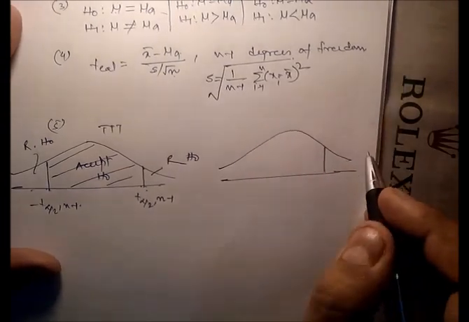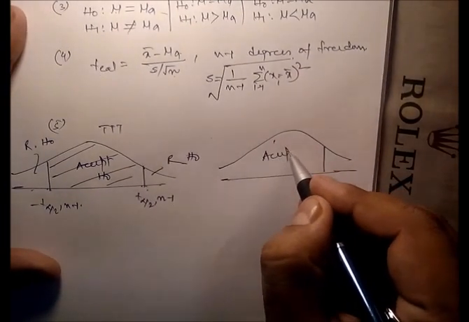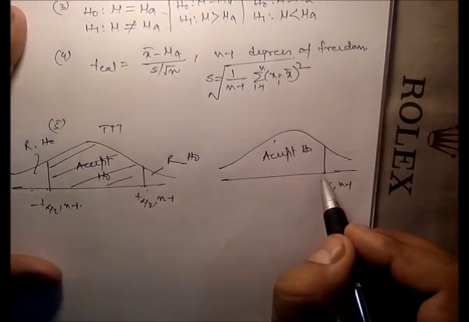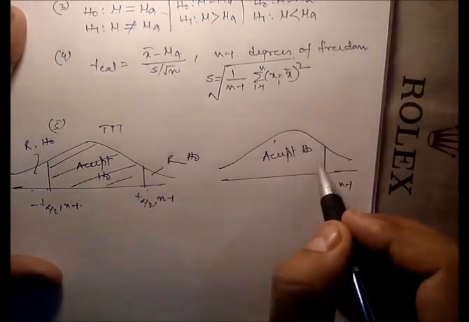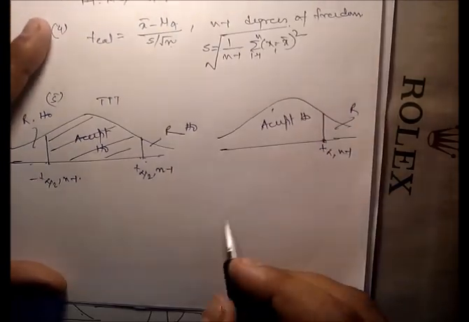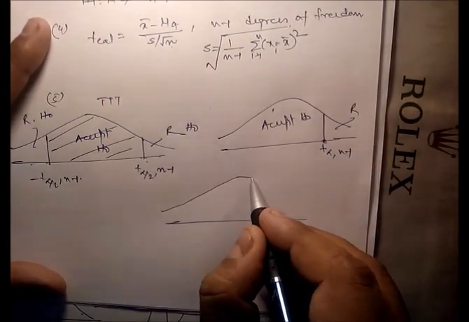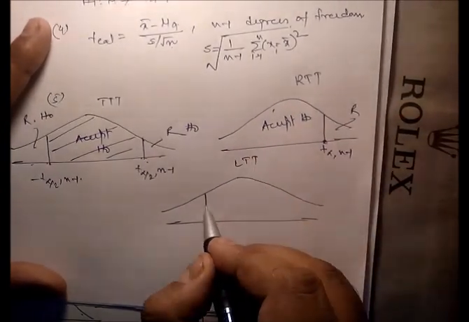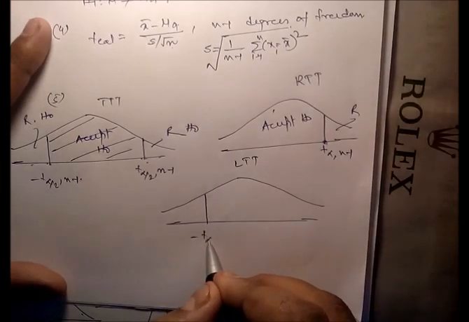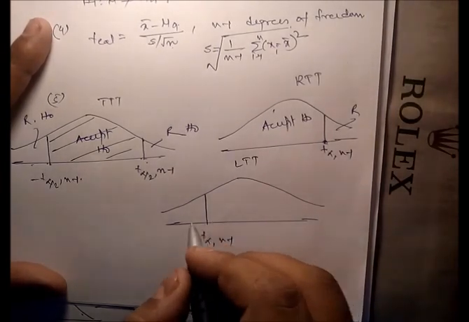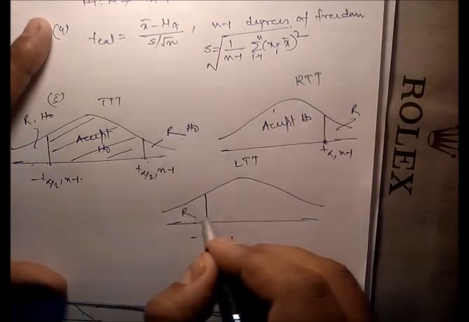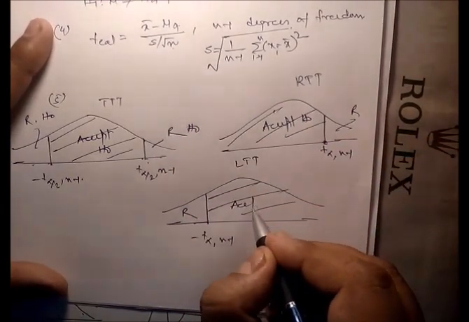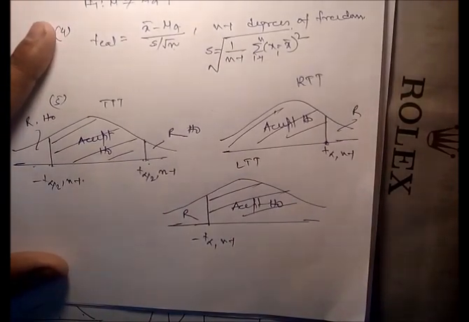Next, if it is a right tail test, accept H0 if the value is less than this particular value, t alpha n minus 1. Here reject H0. This is for the right tail test. For the left tail test, it is minus t alpha n minus 1. If the value is less than this, then reject H0, and if it is more than this, then accept H0. Okay.